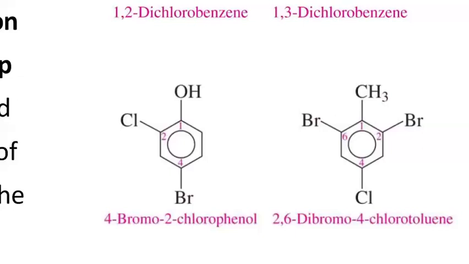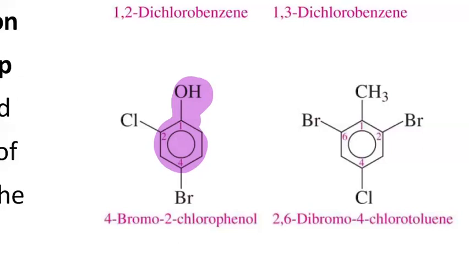But going over the rules, as you can see here, we have 3 substituents in the first molecule. We have an OH, we have a Cl, we have a bromine. So when it comes to naming, this becomes your parent chain, because we have specifically a benzene ring with one of those signature substituents.